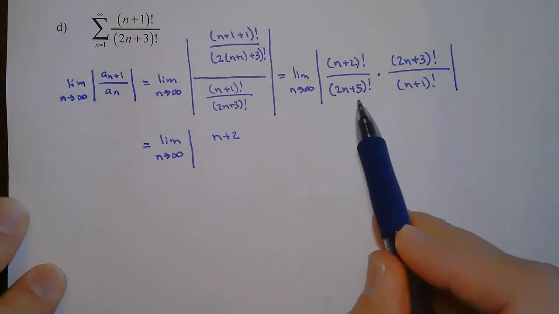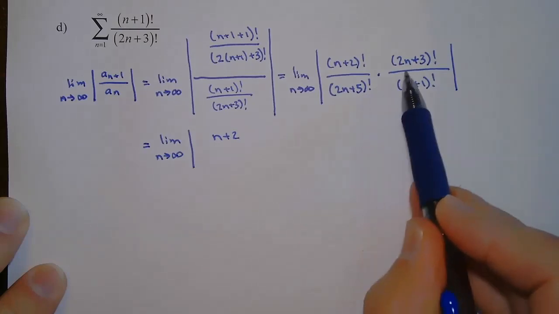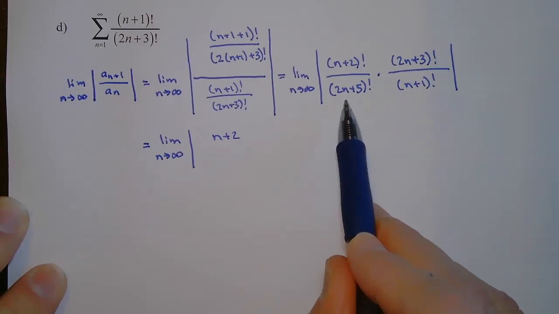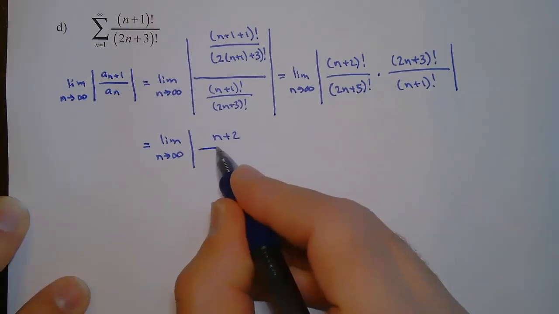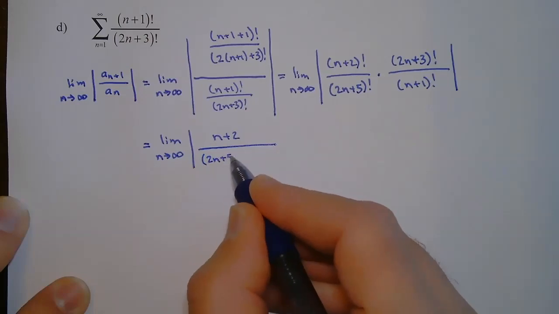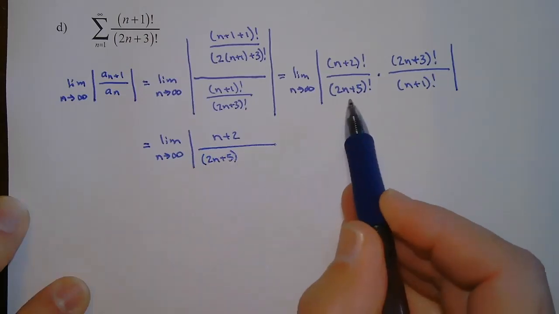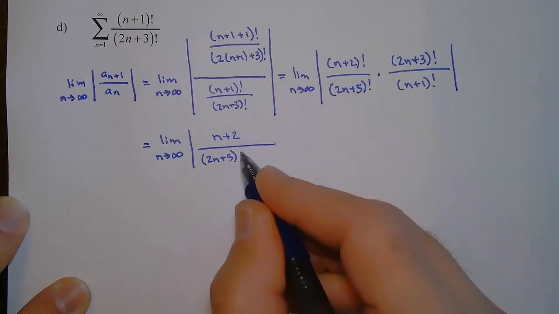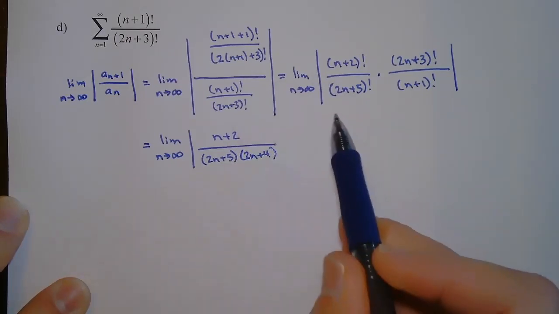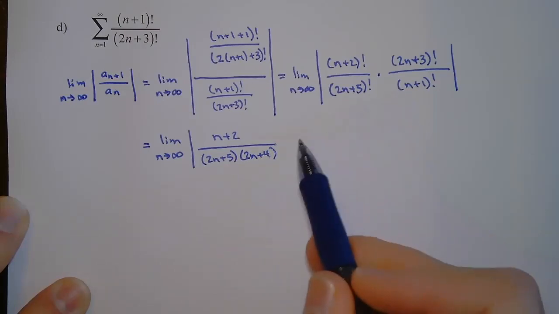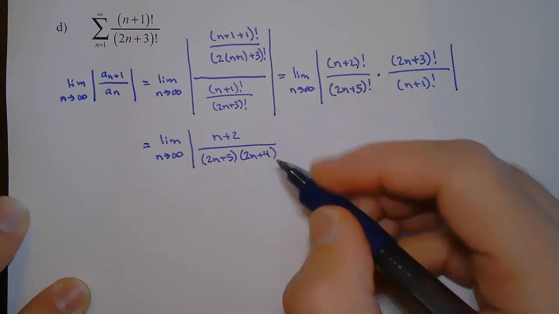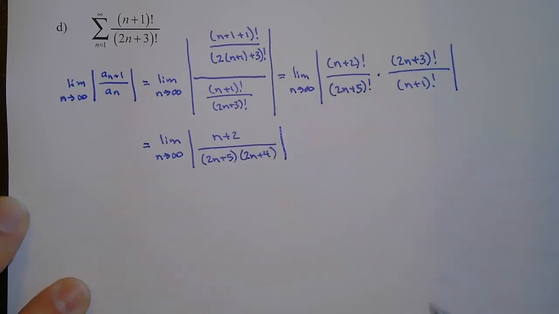Here in the denominator, this is (2n plus 5) factorial and this is (2n plus 3) factorial. So the first one is going to be 2n plus 5, and then we're also going to have a 2n plus 4. But then 2n plus 3 on down is going to cancel with the (2n plus 3) factorial up here. So that's what we're left with.